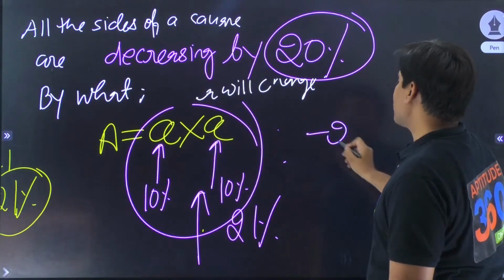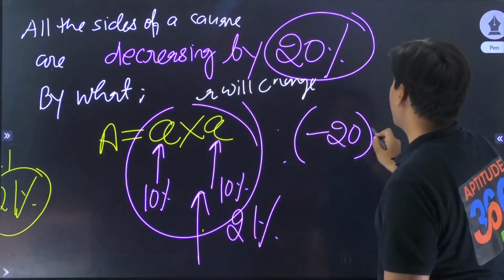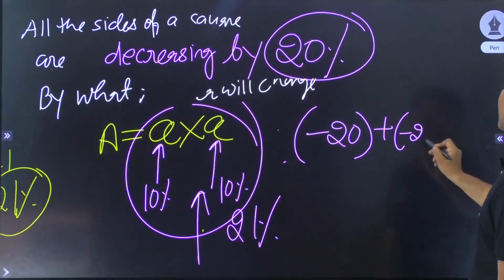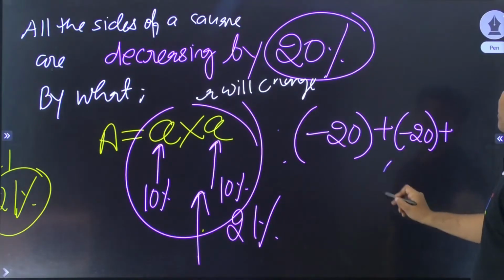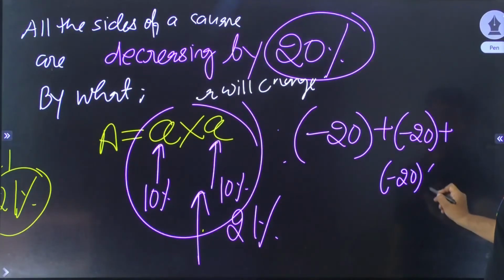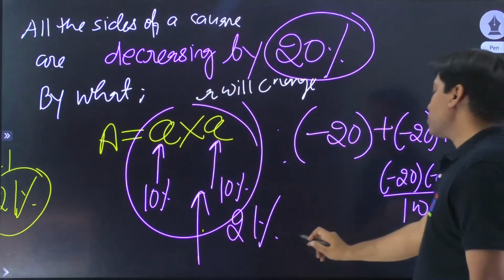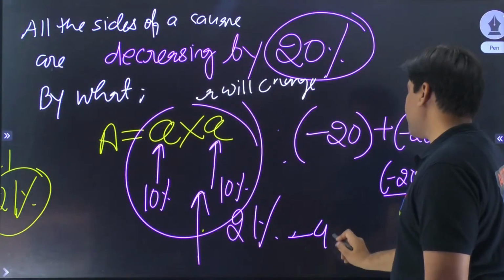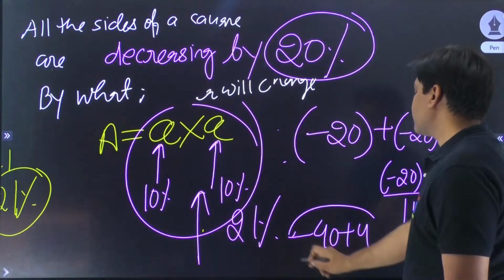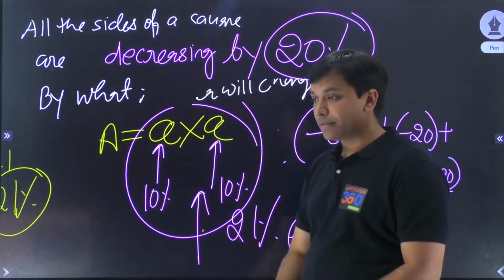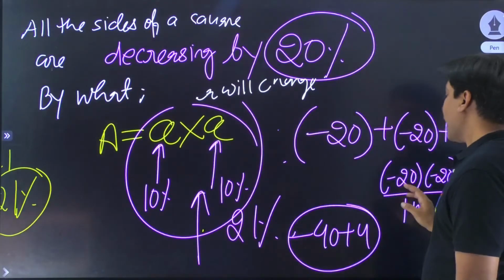So it is minus 20, and then minus 20, and then minus 20 into minus 20 upon 100. So this is going to be what? Minus 40 plus 4. Okay then. So this is 36.